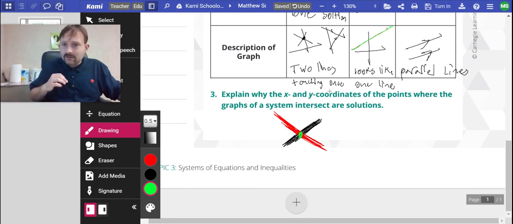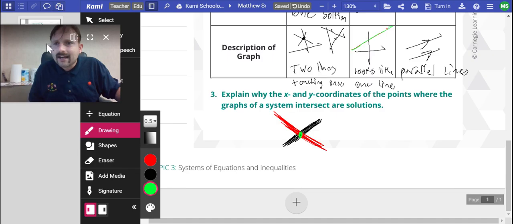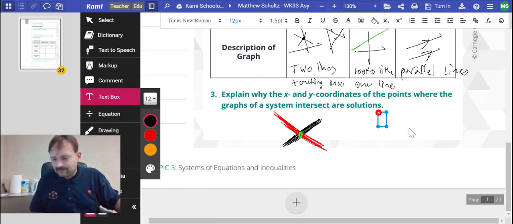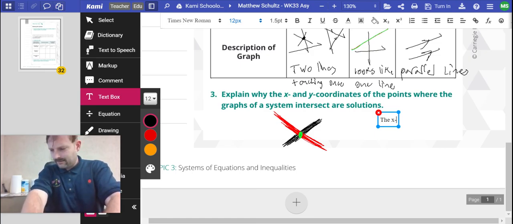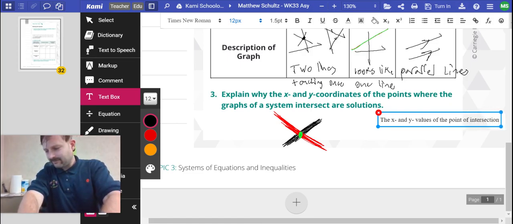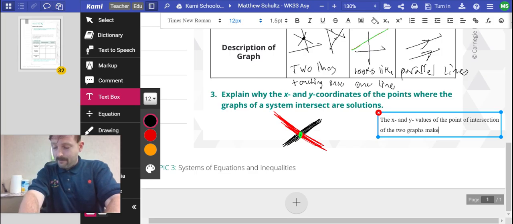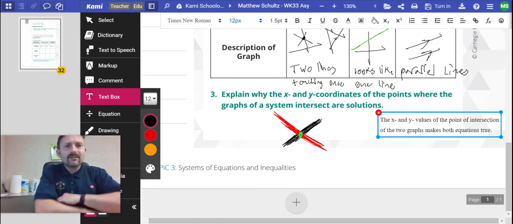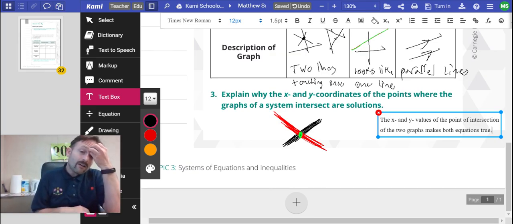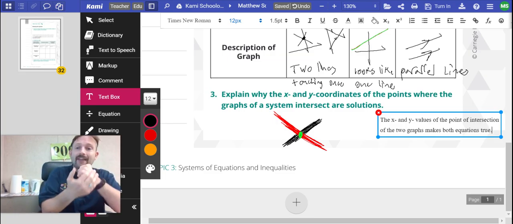So the x and y values of the point of intersection of the two graphs make both equations true. And that's the idea of a solution to a system of equations. It's where all the equations in the system are true at this point.